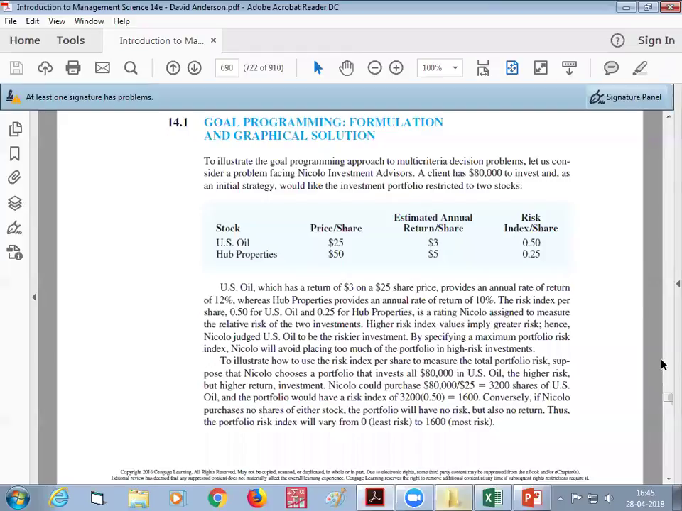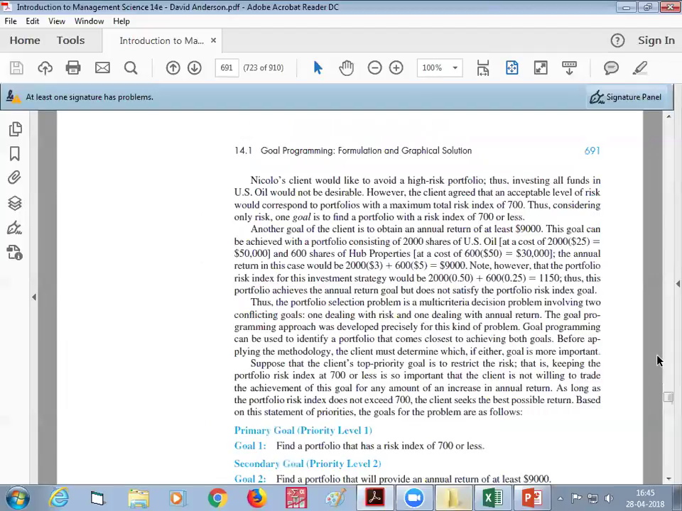So US Oil, which has a return of $3 on a $25 share price, provides an annual rate of return of 12%, whereas Hub Properties provides an annual rate of return of 10%. Risk index is 0.5 for US Oil and 0.25 for Hub Properties. A higher rating index implies greater risk. The risk index may vary from 0 to 1600. The client would like to avoid a high risk portfolio, and therefore US Oil would not be desirable. So the maximum total risk index is 700.